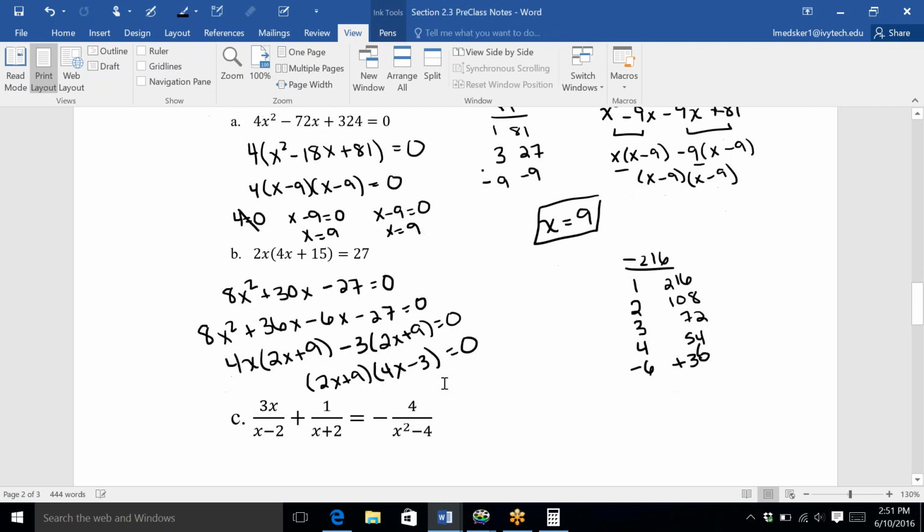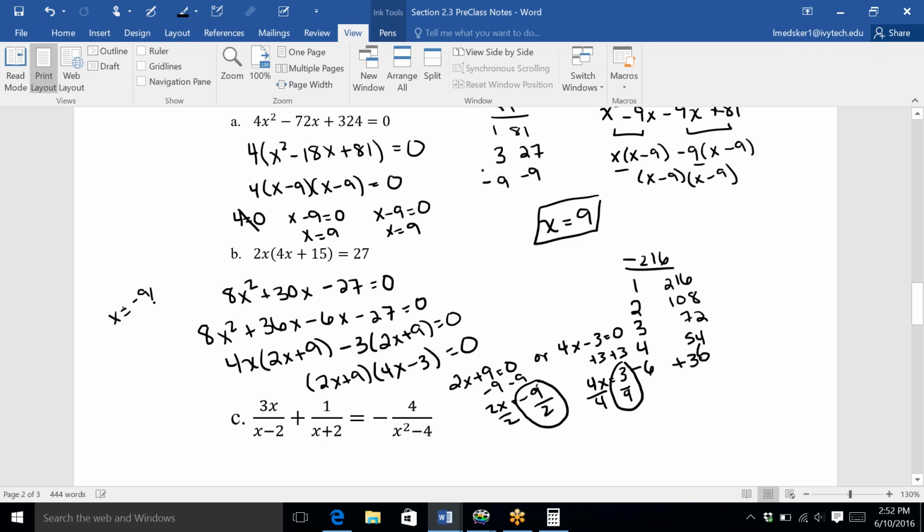And I'm not done because I'm trying to solve this. So my next step is to set each of those equal to 0. So 2x plus 9 equals 0, or 4x minus 3 equals 0. Subtract 9, and divide by 2. So one possibility is negative 9/2. Add 3, and divide by 4. And the other possibility is 3/4. So x could have either been negative 9/2 or 3/4.